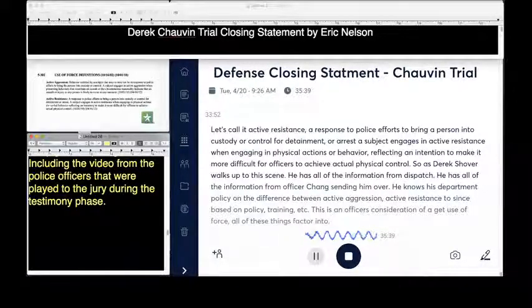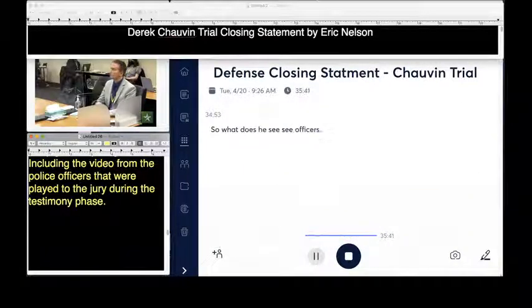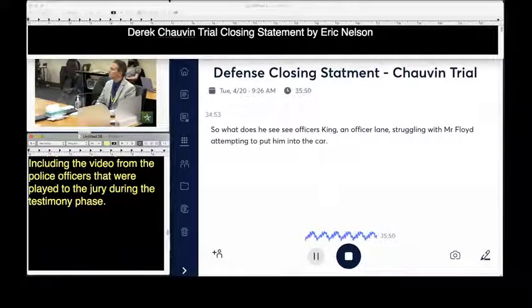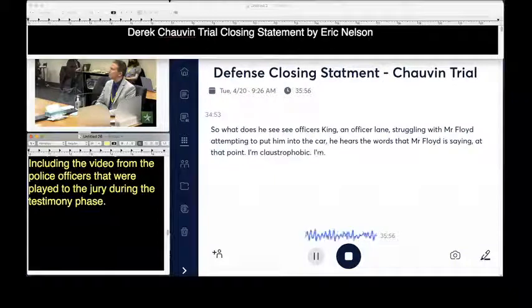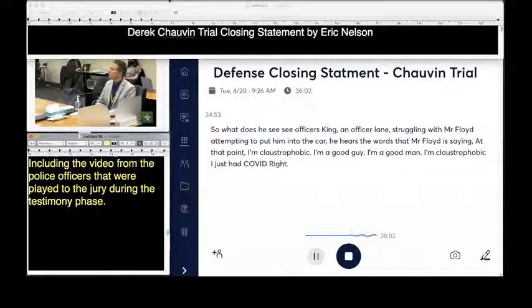So what does he see? He sees Officers King and Officer Lane struggling with Mr. Floyd, attempting to put him into the car. He hears the words that Mr. Floyd is saying at that point. "I'm claustrophobic. I'm a good guy. I'm a good man. I'm claustrophobic. I just had COVID, right?" He's hearing this information. He's observing with his eyes.